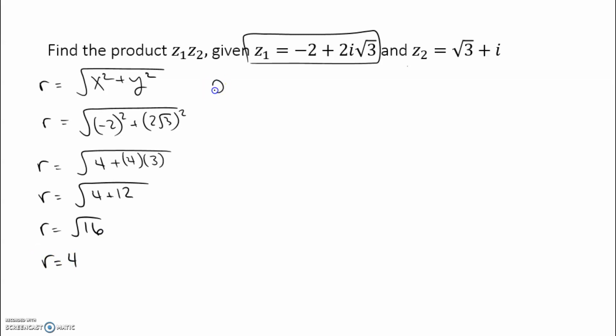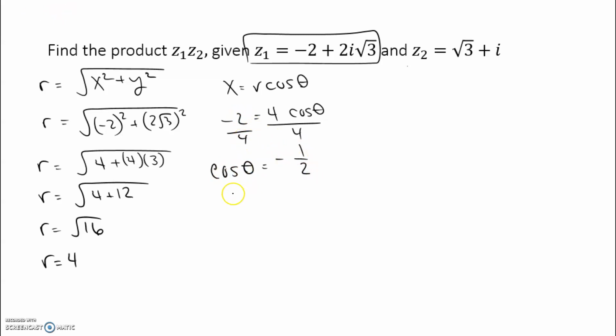Okay, so then we would have to find the argument for that, which we start with x is equal to r cosine theta. So our x is negative 2, our r is 4 cosine theta. Move that 4 over. So we've got cosine theta is equal to negative, there's a 2 here, and I can take out a 2 here, so this is really negative 1/2. So theta is equal to the inverse cosine of negative 1/2. Alright, so when we plug this in, we get a theta of 120.